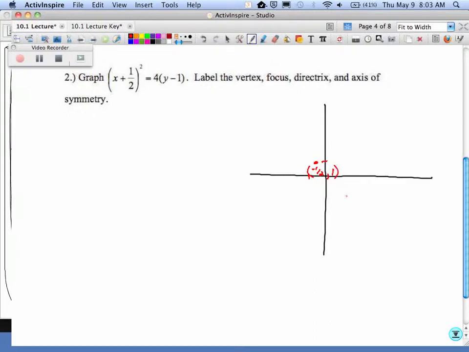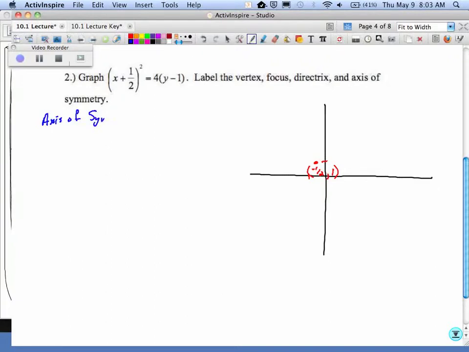Now we're going to find the focus and directrix, and those are new things for us today. And we're supposed to find the axis of symmetry. Let's actually find the axis of symmetry first. You may see people label it AOS, axis of symmetry.